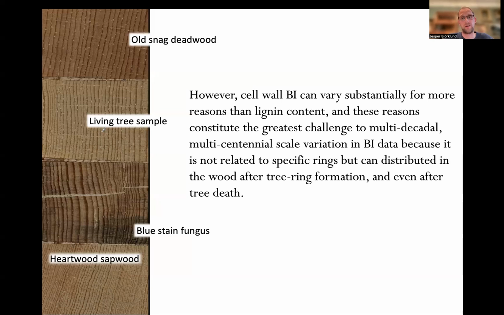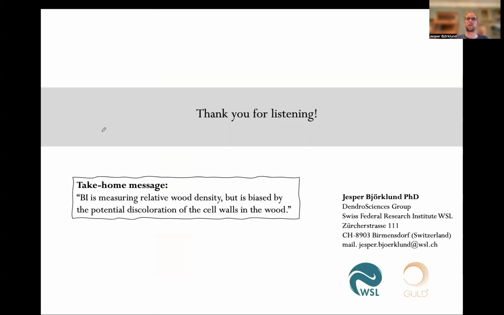So the take-home message from this small talk that I've just given you, as I also told you in the beginning, is that BI is measuring relative wood density, but is biased by the potential discoloration of the cell walls in the wood. So thank you for listening, and I leave the word to this next speaker.